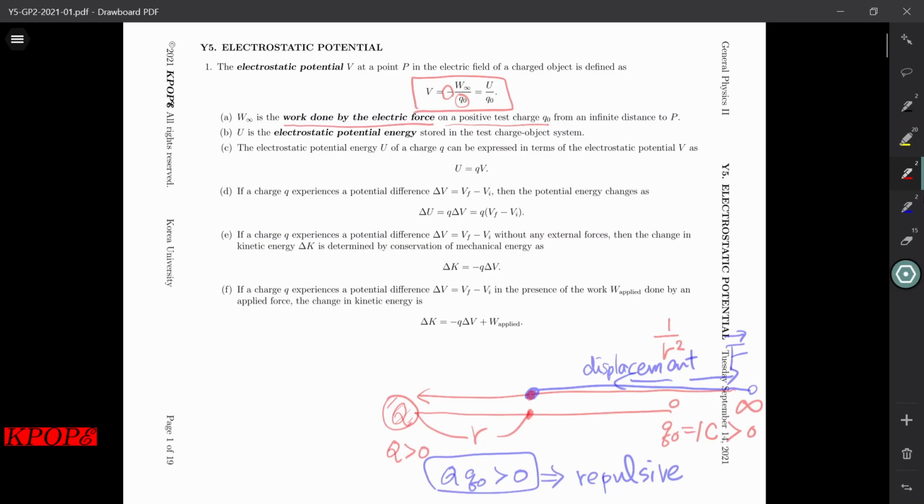The displacement and the electrostatic force are opposite, so the work done by the electrostatic force from infinity to a certain position is negative. So we attach the negative sign on it, and we rescale it by the charge Q0. Then we obtain the electrostatic potential. Okay?